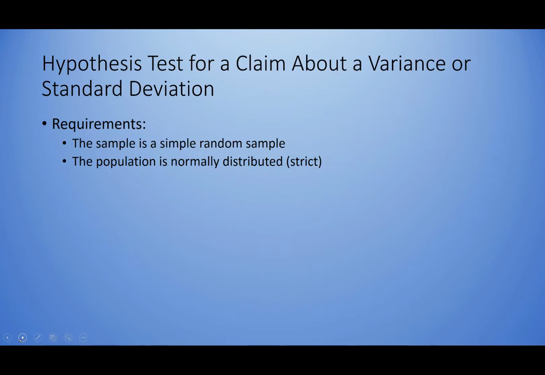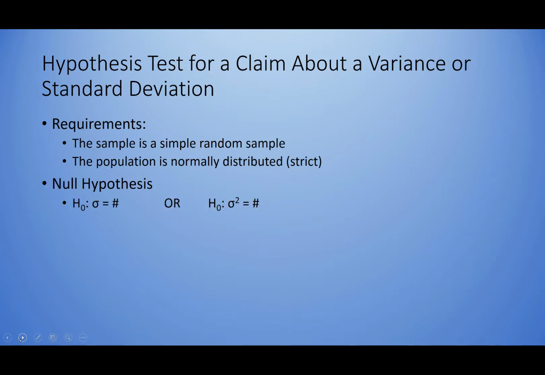So when we want to do this test for variances or standard deviations, we have two requirements that we want to make sure we meet. The first one is that the sample is a simple random sample, and the second one is that the population is normally distributed. That second one is a pretty strict requirement for variances and deviations, meaning if our population is not normally distributed, this test would not be an appropriate test to use because it's not going to give us reliable results.